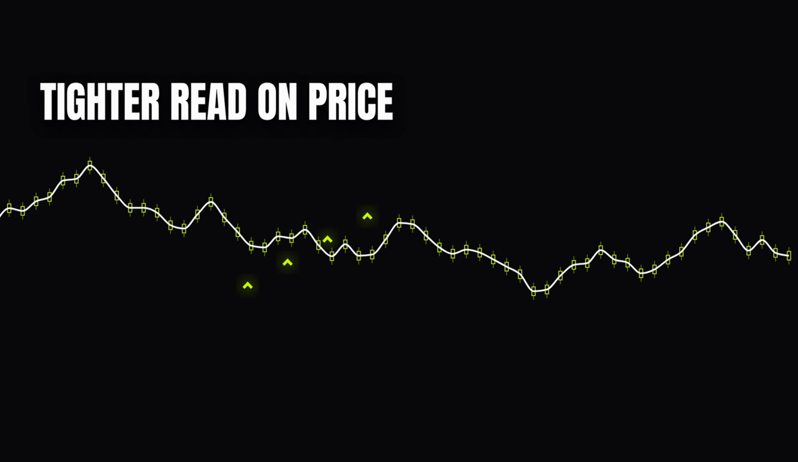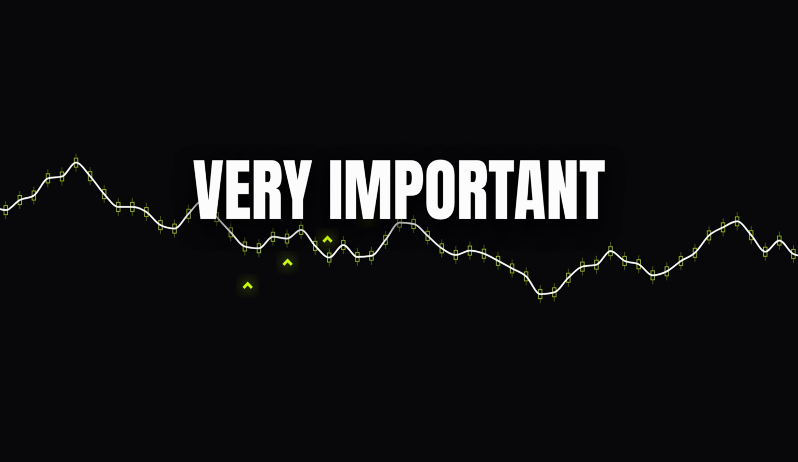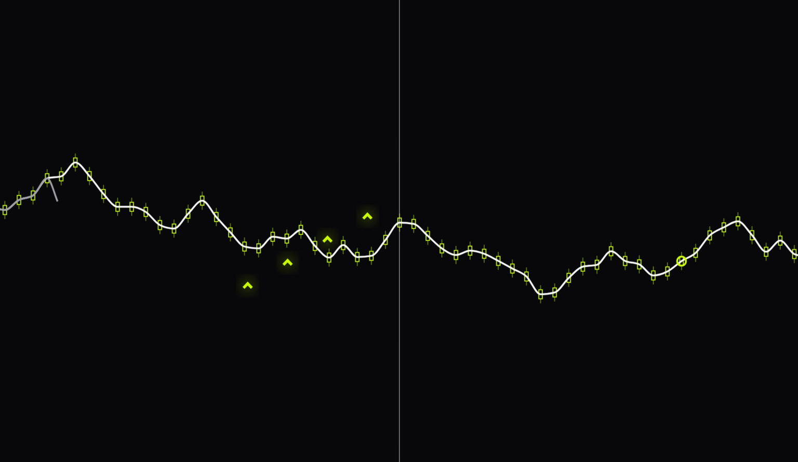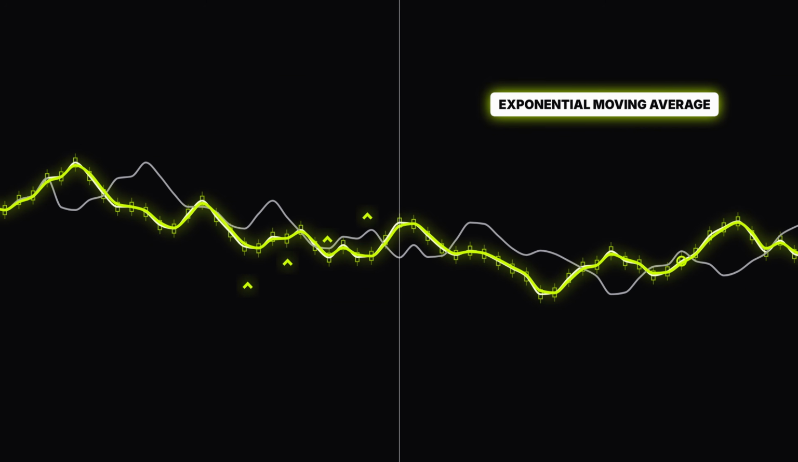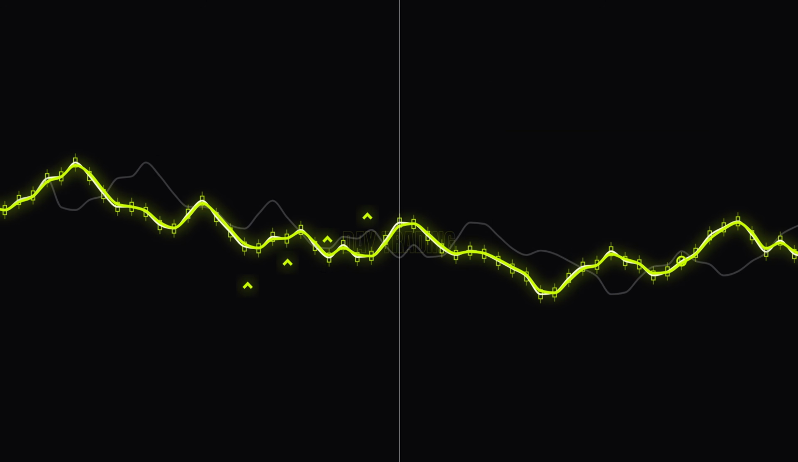You're going to get a much tighter read on the price right now, which is going to be very, very important to make sure you guys don't miss out on those moves. Because you're switching from the simple moving average over to the exponential moving average, this is going to matter a lot. That exponential moving average is going to be weighting the most recent candles more heavily, so you just have a little bit less lag, which is very important when it comes to day trading.